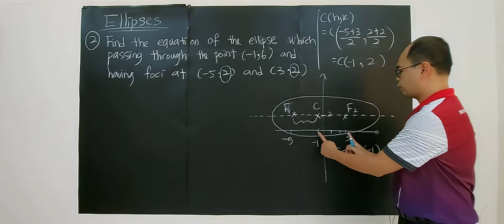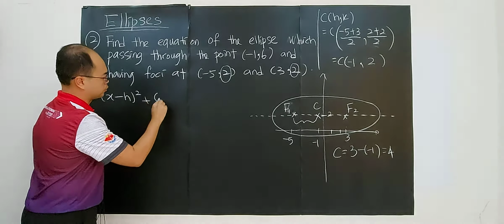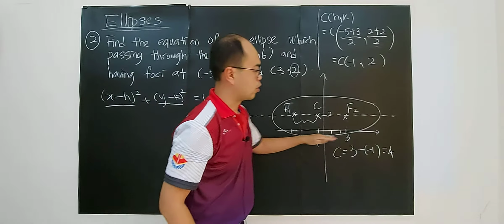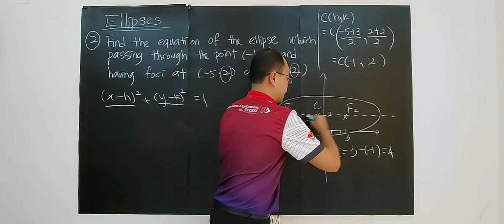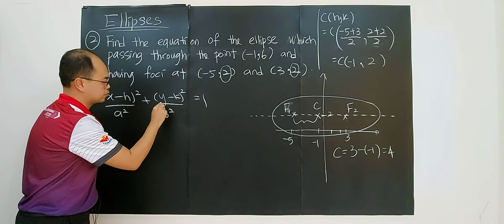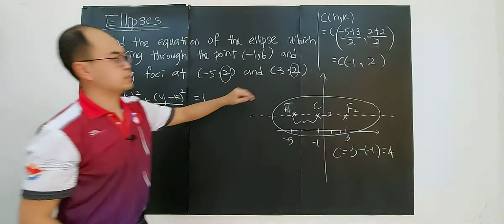Okay, I have that information, and I also know that the equation should be (x minus h) square over something plus (y minus k) square over something equals 1. I have to decide which one is a square and which one is b square. Now I know this is a horizontal major axis, meaning the axis is parallel to the x-axis, and x is wider. So under the x will be a square, and this will be b square. I also know h and k, the center, so I can put the center here for x.